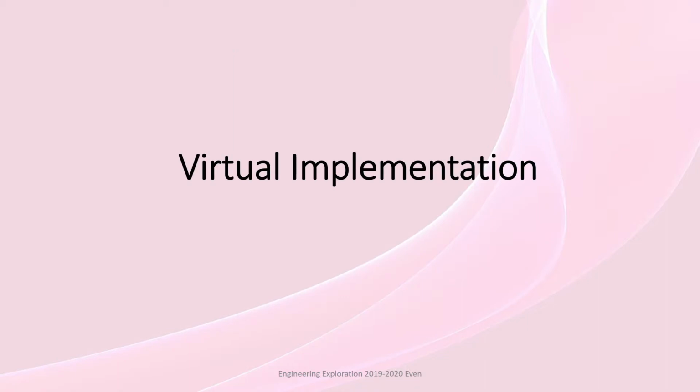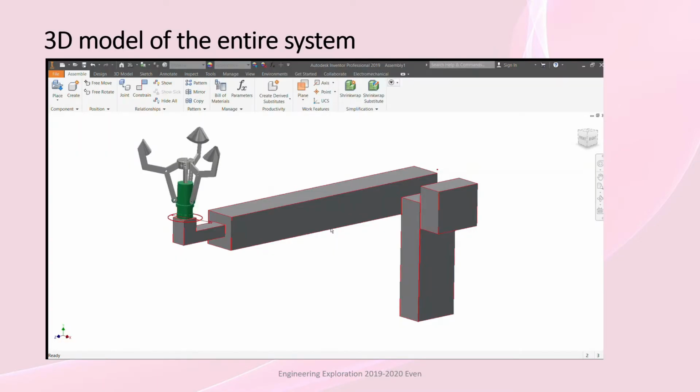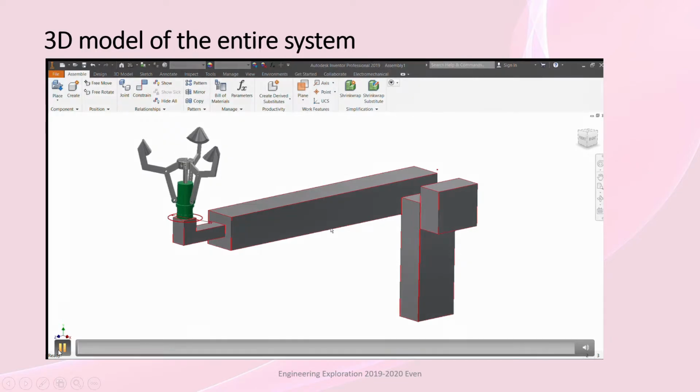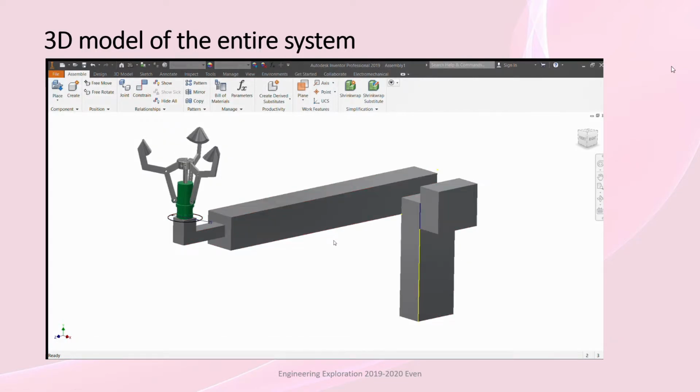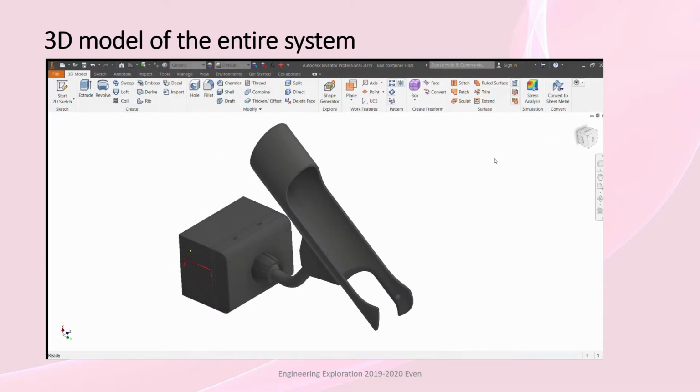Now coming to the virtual implementation. So now I'll be showing you the 3D model of our entire system. This is our first 3D part of the first sprint, called the launching unit. This is the figure to support the launcher. This is the box where the servo motor is placed, and this servo motor makes this arm move 115 degrees clockwise, and when this arm moves 115 degrees, the claw present over here will hit the ball and the ball will be launched.